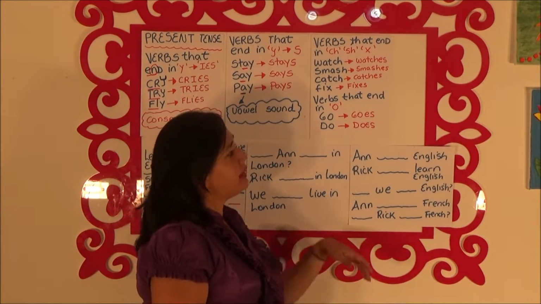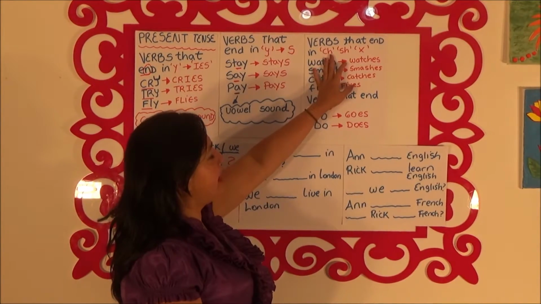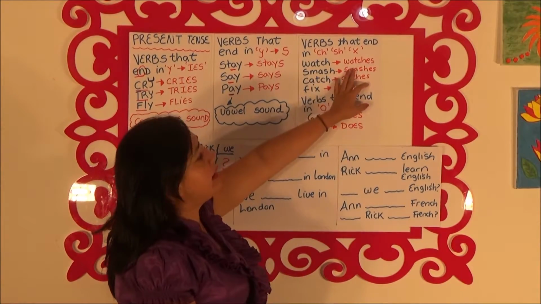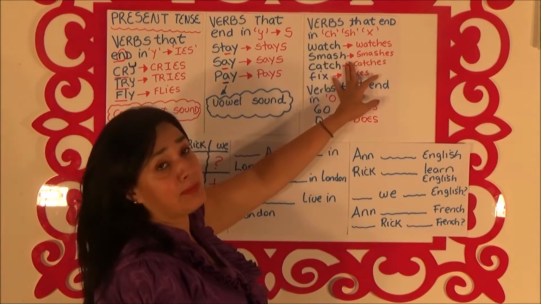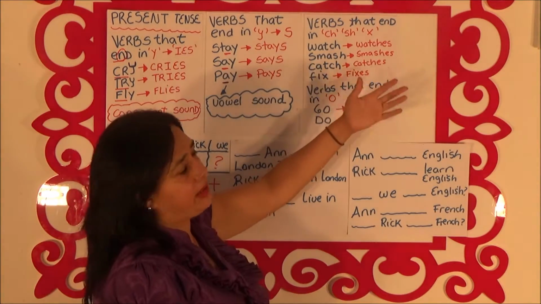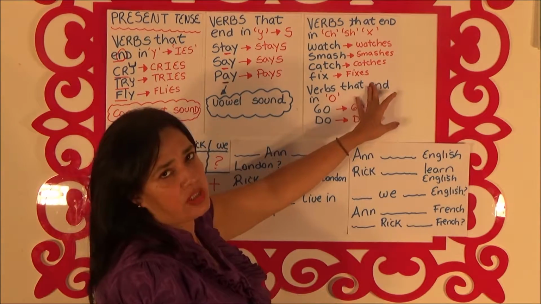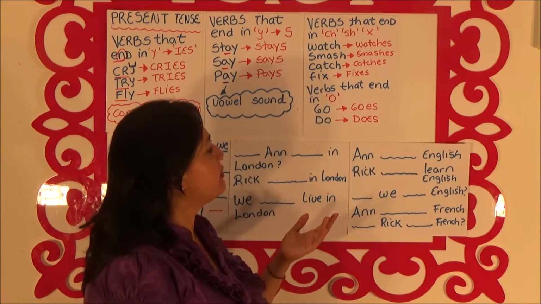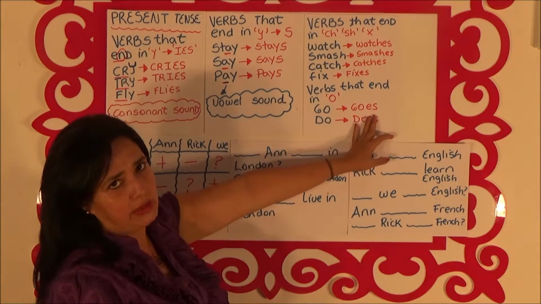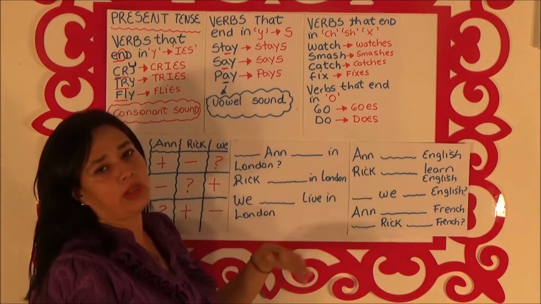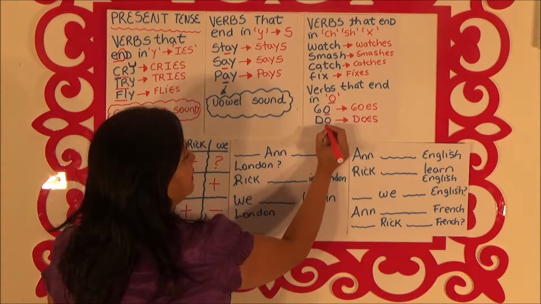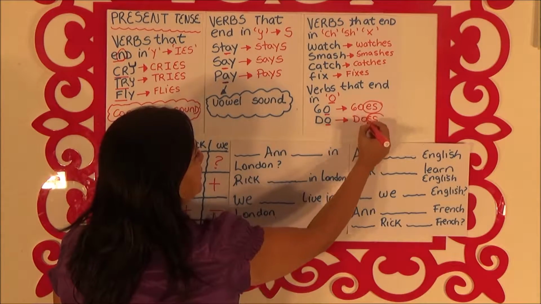Now, there are other kinds of verbs, the verbs that end in CH, SH, and X. For example, watch: he, she, or it watches. Smash: he, she, or it smashes. Catch: he, she, or it catches. Fix: he, she, or it fixes. And other kinds of verbs that end in O, for example, go: he, she, or it goes. Do: he, she, or it does. So when your verb ends in the letter O, you have to add ES.